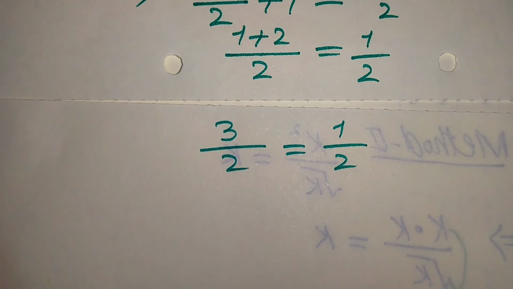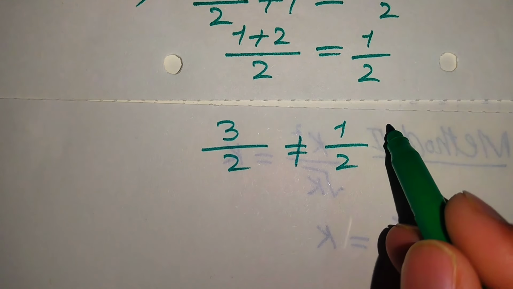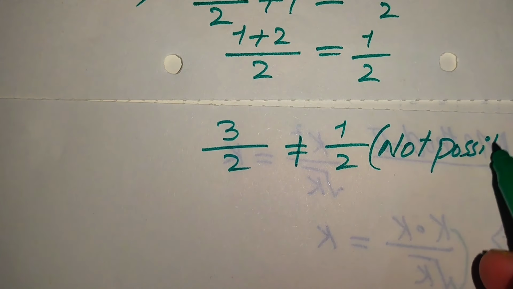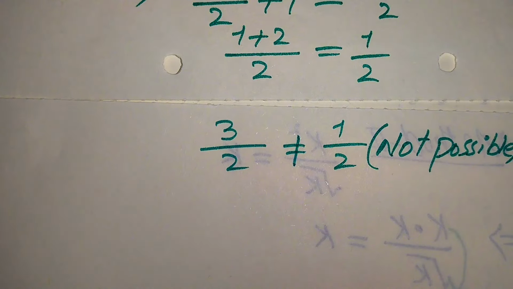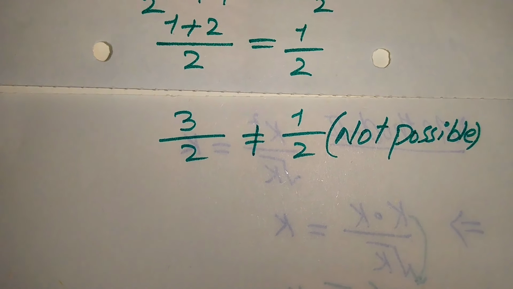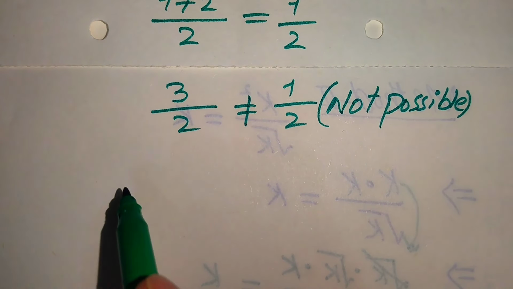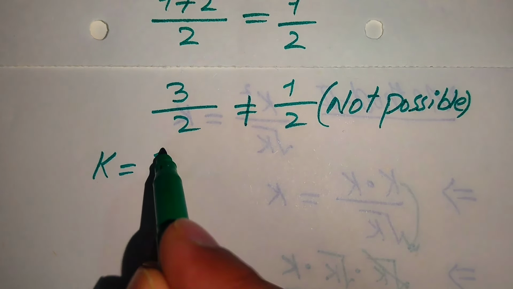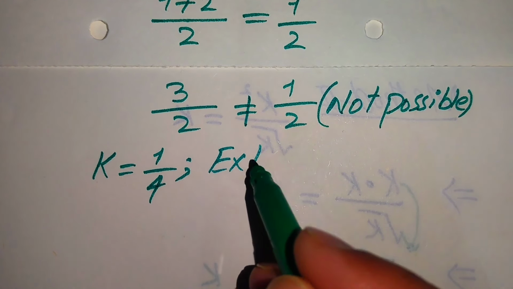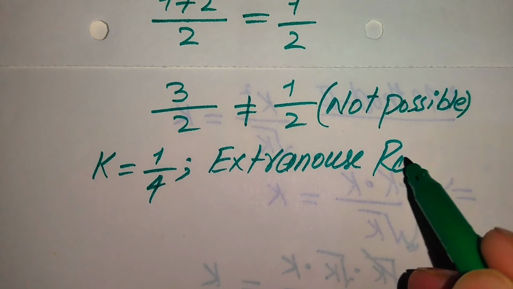So here you see that both of the sides are not equal, because 3 over 2 is not equal to 1 over 2 in general, or in other words we say that it is not possible. It is not possible that 3 over 2 is equal to 1 over 2. So this means that the value of k does not satisfy our given question statement. So we call k equals 1 over 4 the extraneous root of the given equation. So this is the extraneous root.